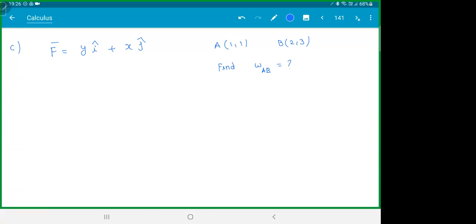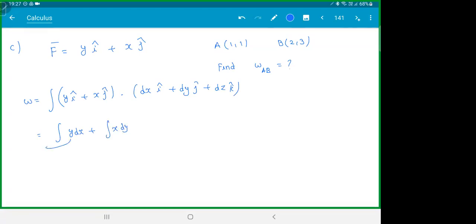Listen, I'll show you one. The problem with this is, when you do this integration, y i cap plus x j cap, dot dx i cap, dy j cap plus dz k cap, this will become integral y dx plus x dy. We can't integrate this because y is a variable. You just can't remove y out of the integral. Both are variables here, x and y. You can't remove them out.